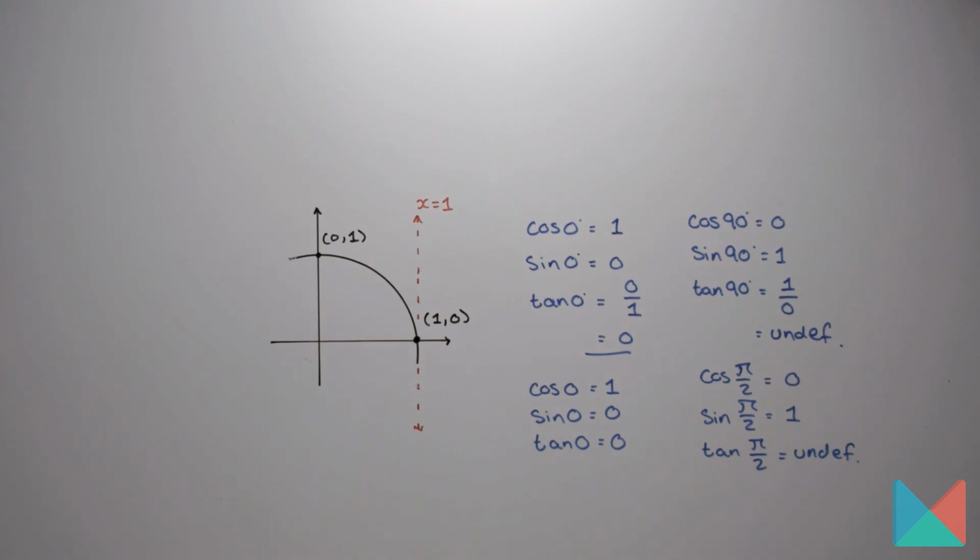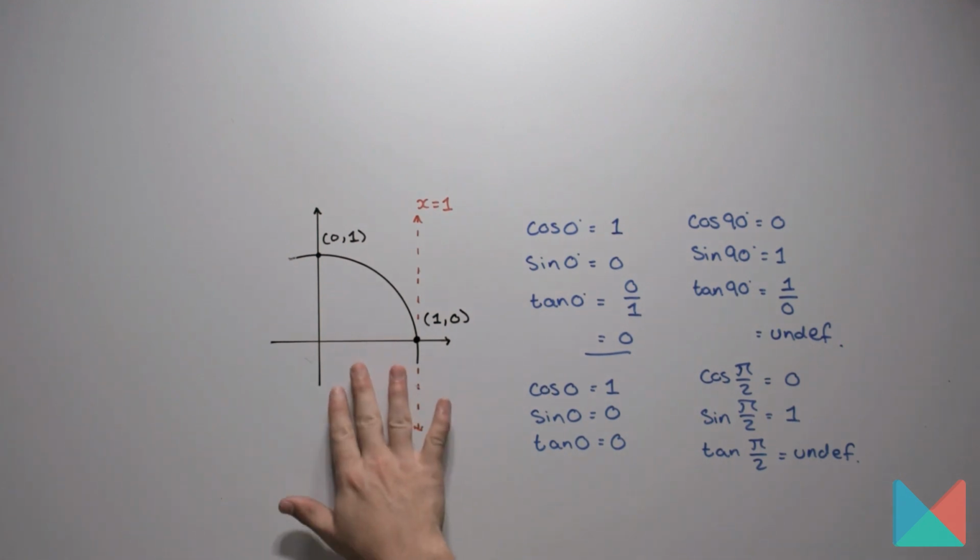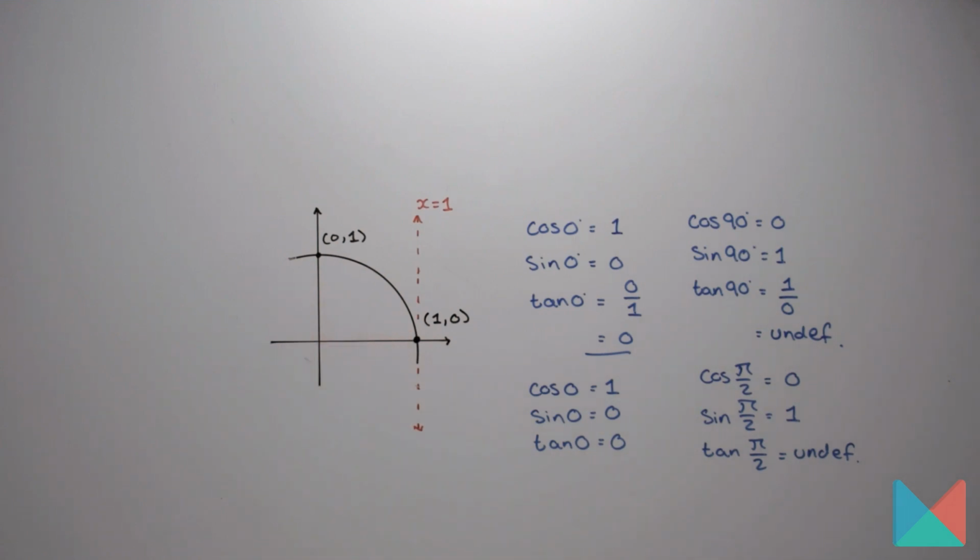So now we have successfully derived our coordinates at 0 and 90 degrees on the unit circle and interpreted the results in terms of sine, cosine, and tangent of these angles. And what we're going to do in the next video is derive the coordinates at 45 degrees and do a similar thing.